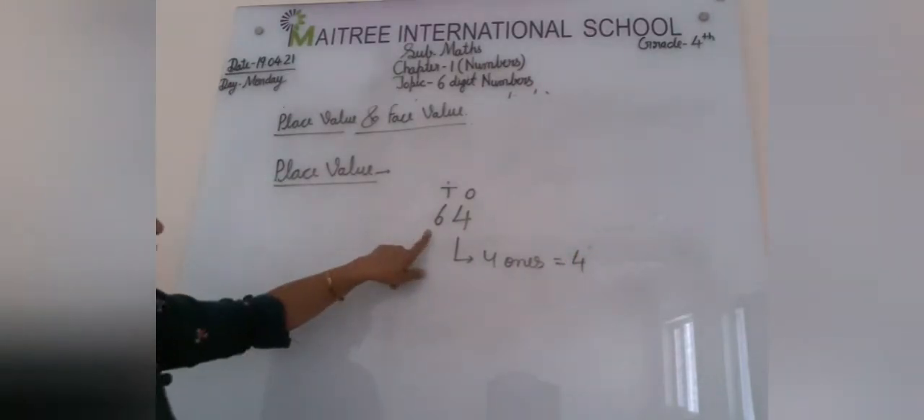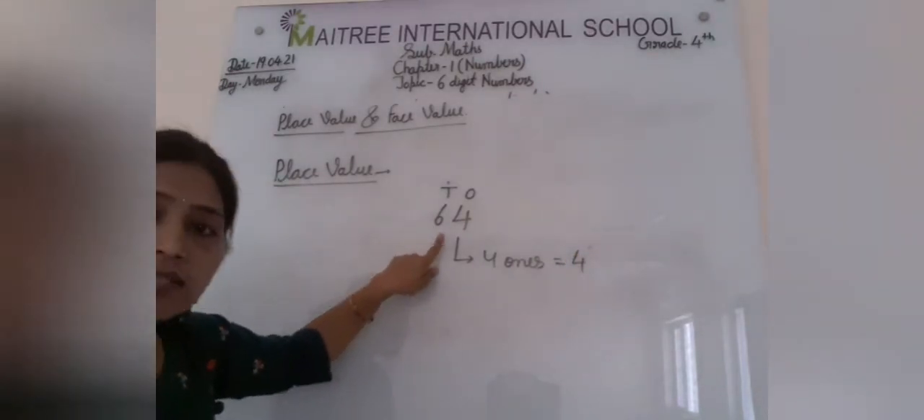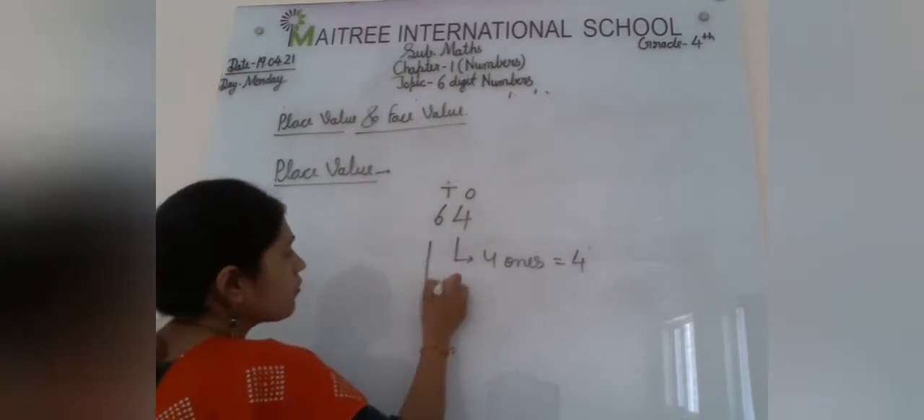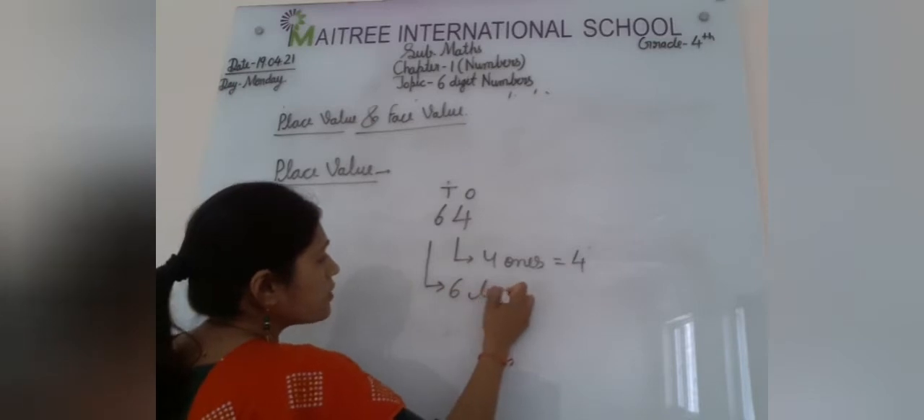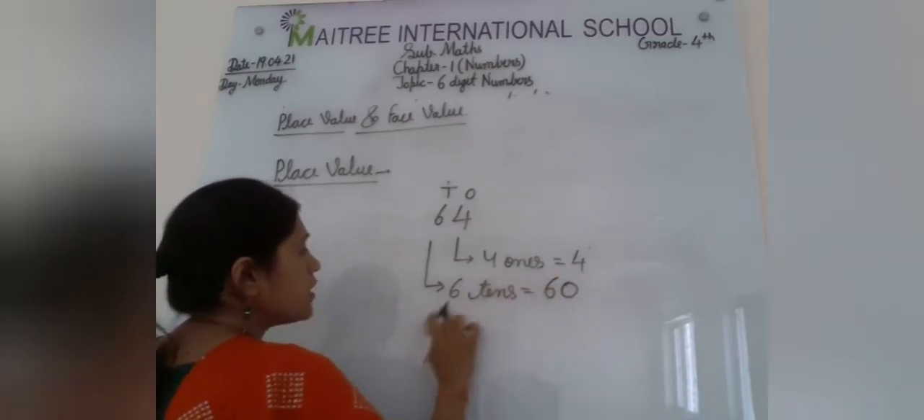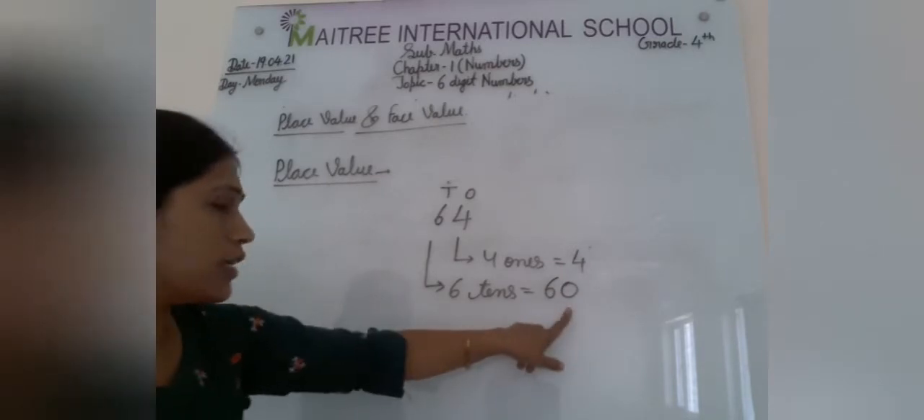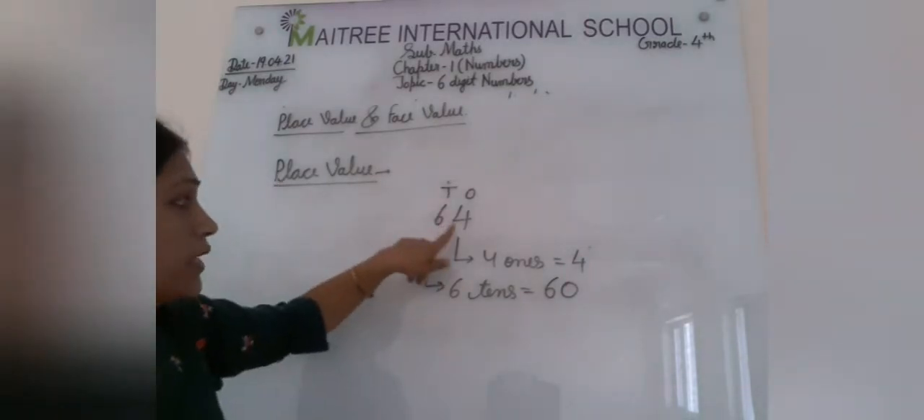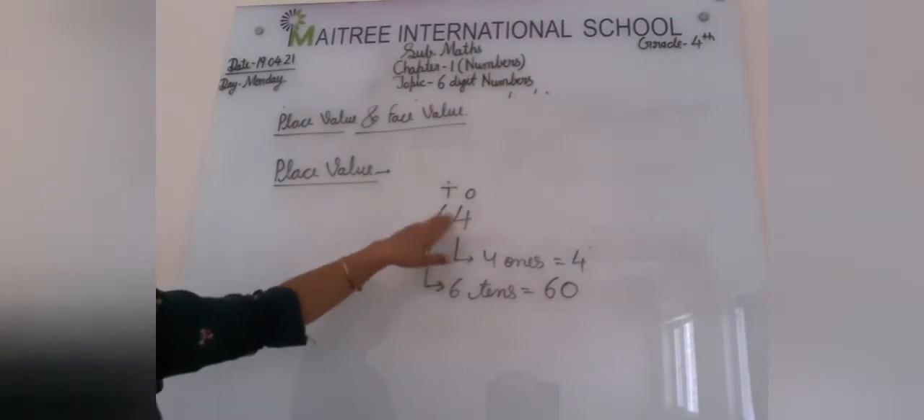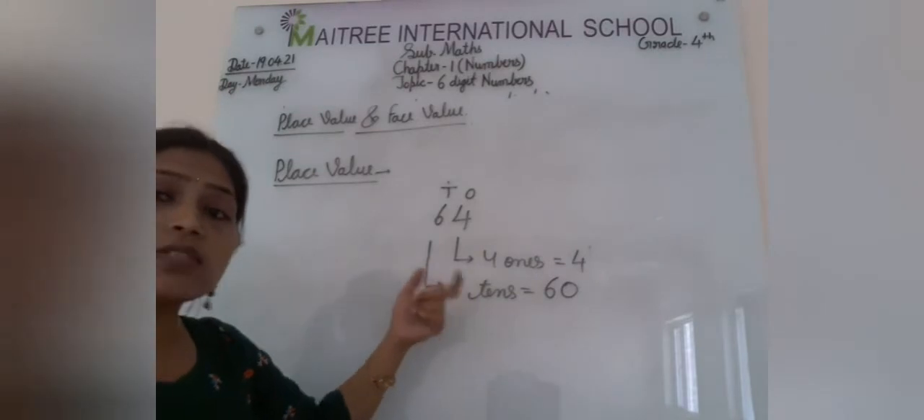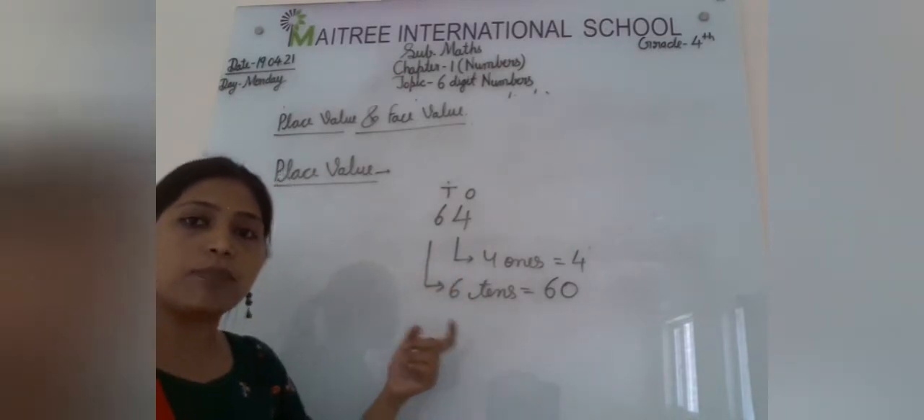And what will be the place value of 6? Where is the 6? 6 is in tens house. So 6 tens. What is the meaning of 6 tens? It means 60. 6 times ten means 60. Clear? Place value depends on in which house the number is, कौन से house में number, कौन से place पे number है. Okay, it depends on that.